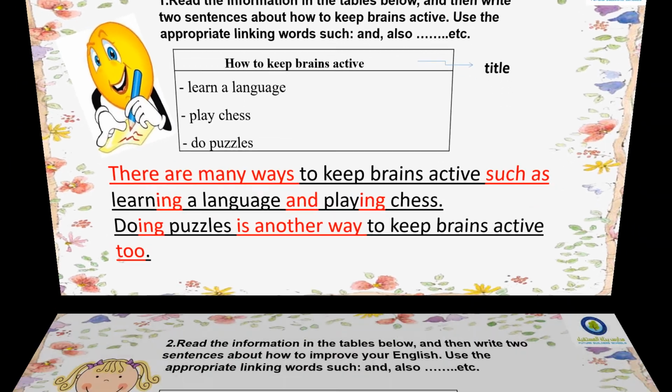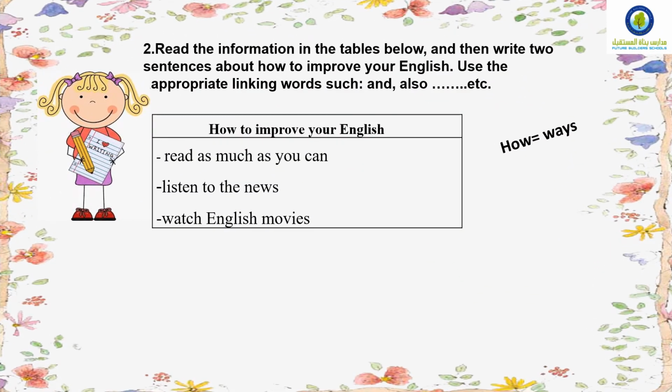Now, another example: read the information in the tables below and then write 2 sentences about how to improve your English. Use the appropriate linking words such as and also. So here we have another title, how to improve your English. The 3 points that you have: read as much as you can, listen to the news, and watch English movies. Again, remember that how equals ways. Instead of how, we put what?